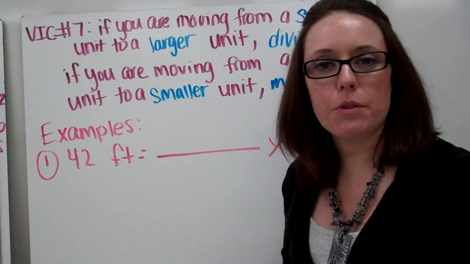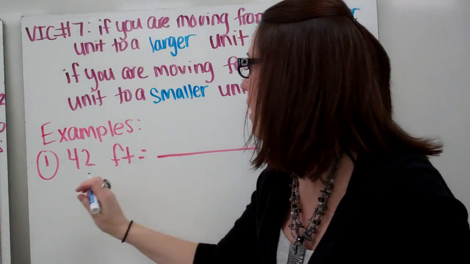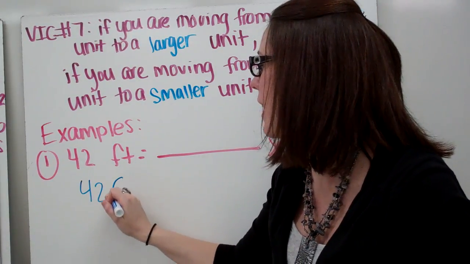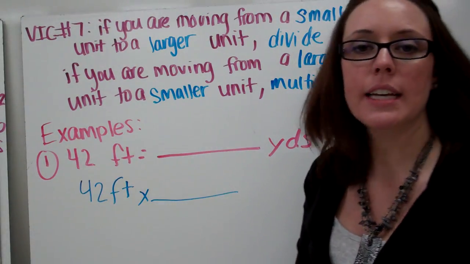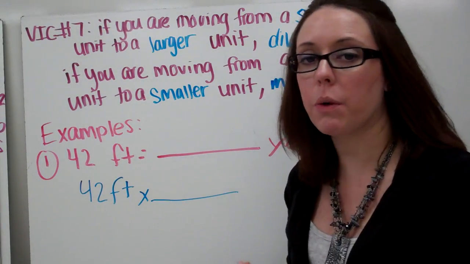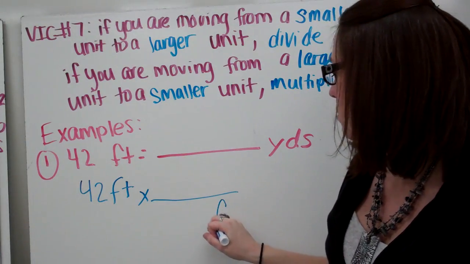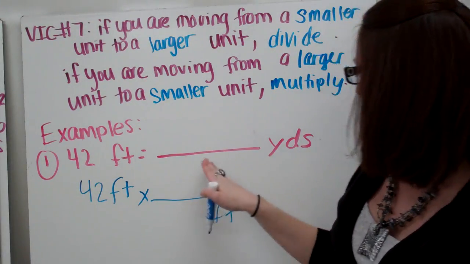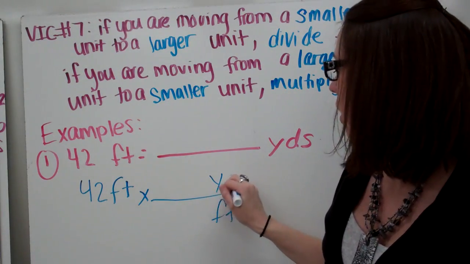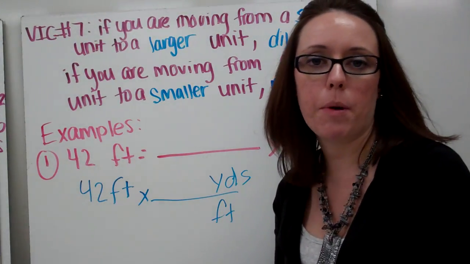Let's do some examples. Remember, the first thing you're going to do is start out with 42 feet, and we're going to multiply this by a ratio that we write. For our ratio, we know that we want feet on the bottom because we want the feet to cancel. So feet is going to go on the bottom. And we are converting to yards, so yards are going to go on the top.